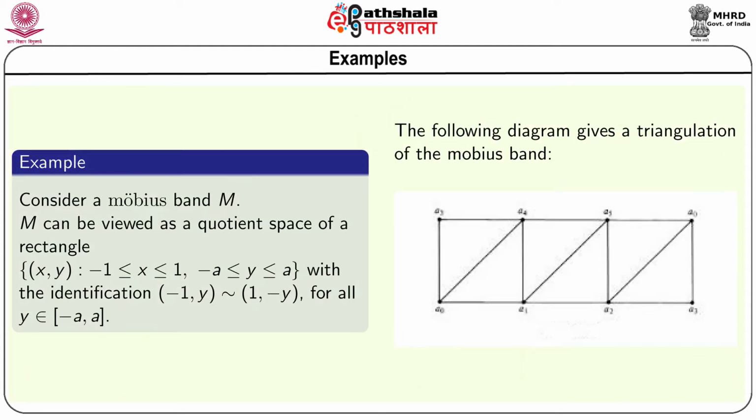Similarly, if we take a Mobius band, then the Mobius band is a rectangle identified by the formula the point (minus 1, y) is identified with the point (1, minus y), giving a twist, and therefore, the triangulation of the Mobius band is obtainable just as shown in the diagram.